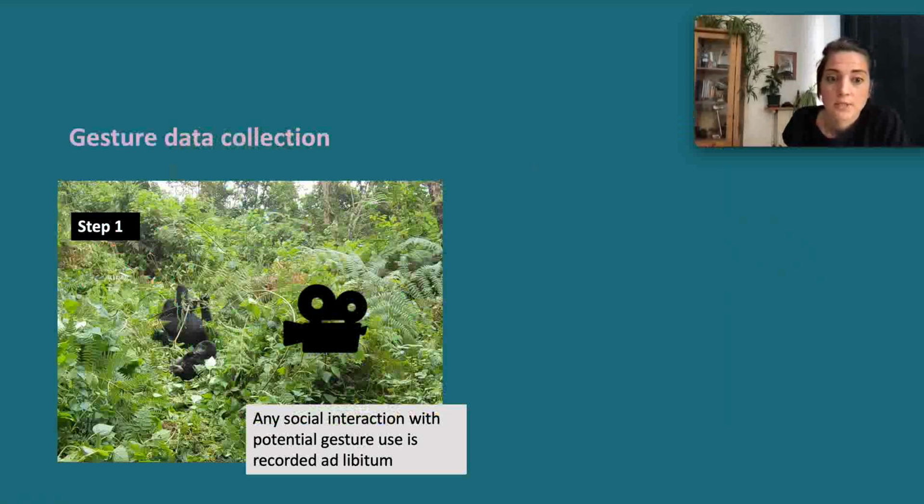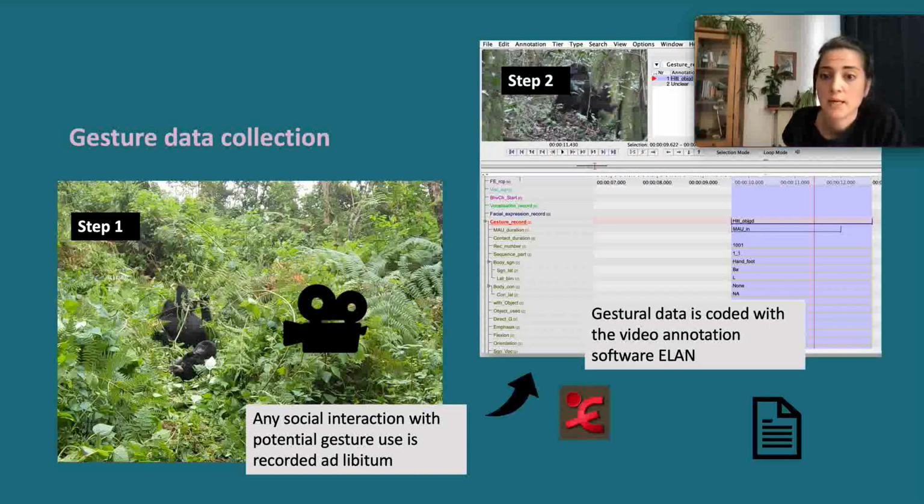As I said, we're interested in the natural gestural behavior of great apes, so we study them in their natural wild environments. And we collect video data on any sort of social interaction with potential gesture use we find, so ad libitum. And then we analyze this video data with the video annotation software Elan. So that's where we implemented our coding scheme.